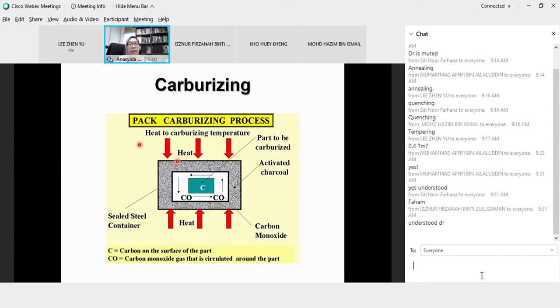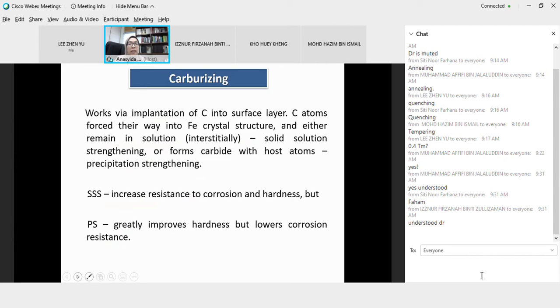So this is some of the mechanism of carburizing. You can see here this is the concept. This is the part to be carburized. So you will induce the carbon. These are gases, carbon monoxide, and normally they use carbon monoxide with hydrogen. You can see here this is the explanation.